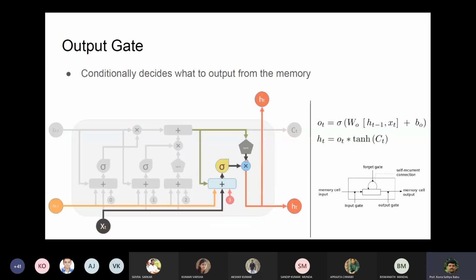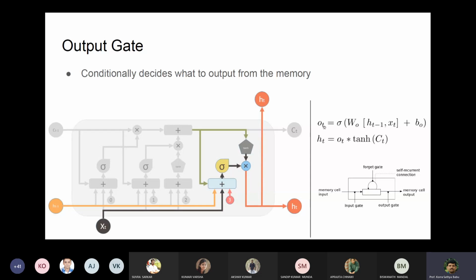Now the output gate, this is the fourth step that you perform in LSTM. So what do we do here? Basically we run a sigmoid layer which decides which part of the cell state we are going to output, which part of the cell state we are interested in outputting. So here, it conditionally decides what to output from the memory.